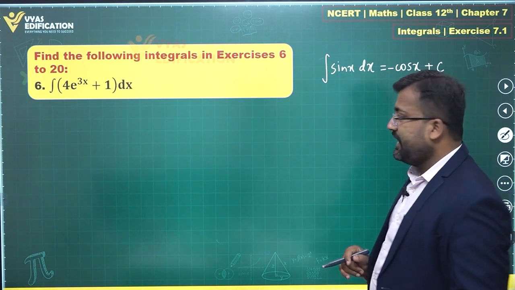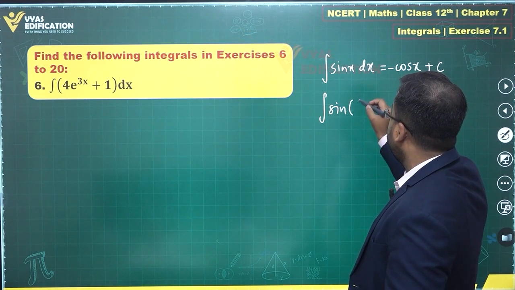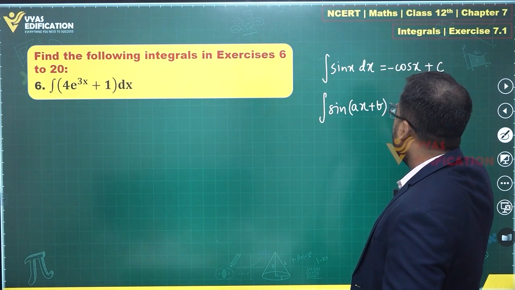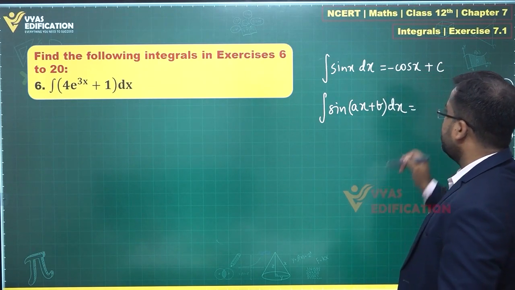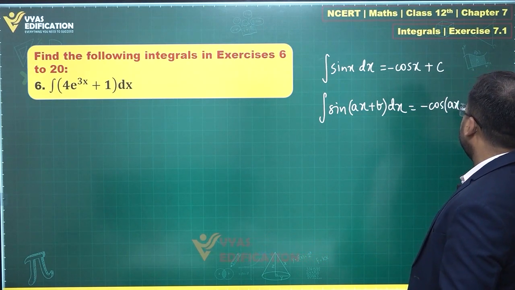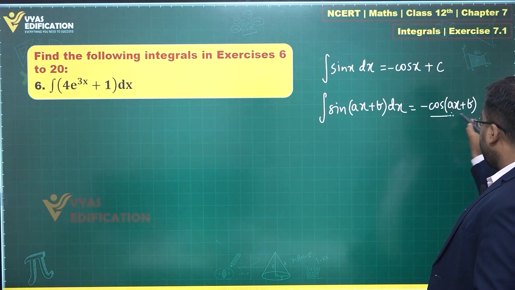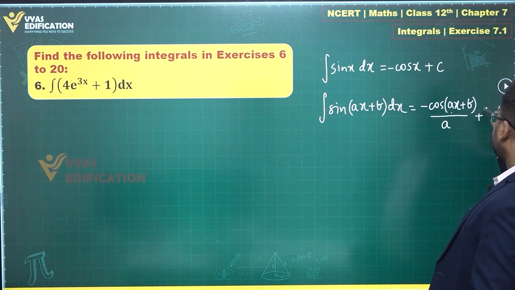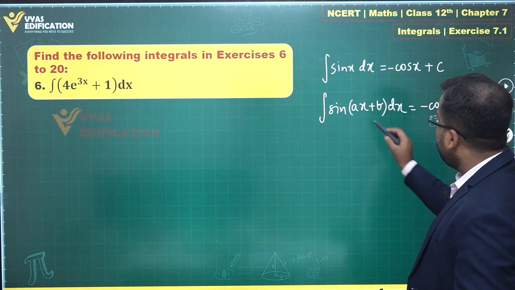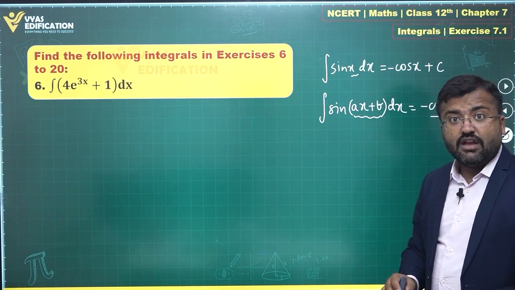If you know this, then you should also be aware of integral of sine of, instead of x, a linear expression in terms of x. What is this integral equal to? This integral is minus of cos, similar thing, ax plus b, and we divide by this a over here, plus constant of integration. Mind you, this works only if instead of x you have a linear expression of x.